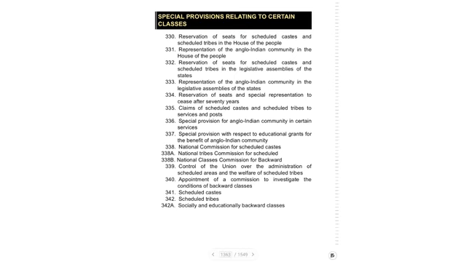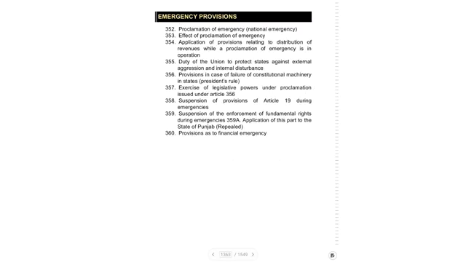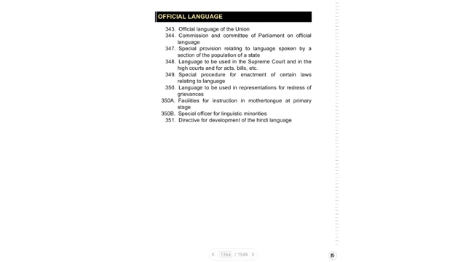Apart from that, 334 is important from the perspective that the recent amendment has removed the Anglo-Indian Committee. So please check that Anglo-Indian reservation has been removed. In the previous section, yeah, 344 and 351 are very important from prelims perspective.